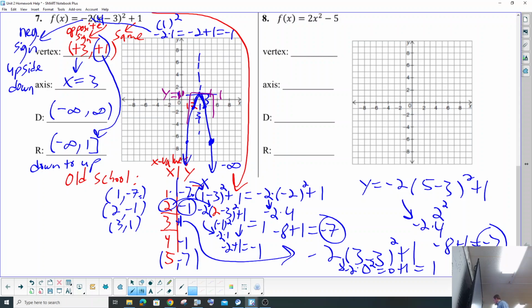So you can do transformation or an XY table. As you can see, the transformation is a lot easier, right? Over 1, down 1, over 2, down 4. Or there's the slope there, which makes it tricky. But you'll get it, you'll see.